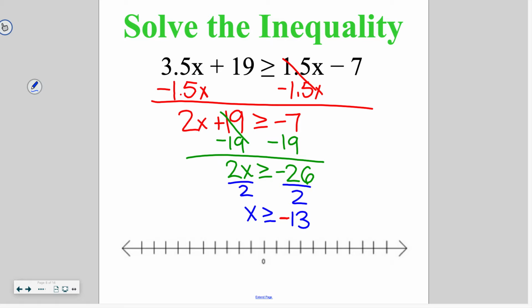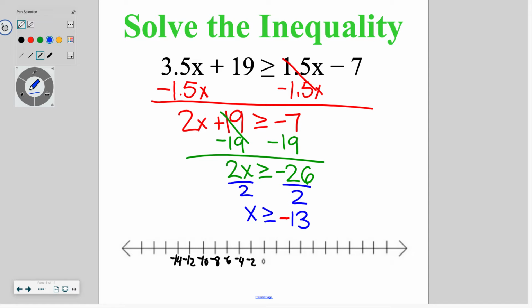Now when I come down here to graph, I only have 1, 2, 3, 4, 5, 6, 7, 8, 9, 10 spaces. So I'm going to need to count by something else to make it fit on my graph. I'm going to go ahead and count by negative 2's. So negative 2, negative 4, negative 6, negative 8, negative 10, negative 12, and negative 14. Negative 13 is going to fall right in between negative 12 and negative 14. So I've got a filled in circle because we have that equal to part. And then I want the numbers that are greater than that. So I am moving to the right.